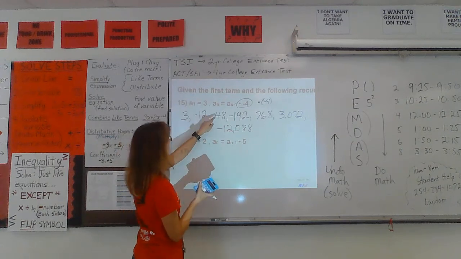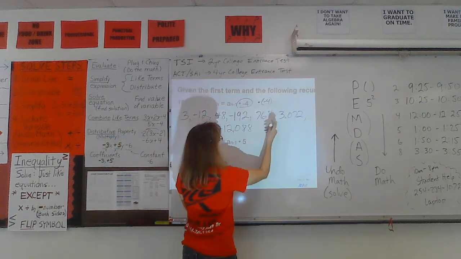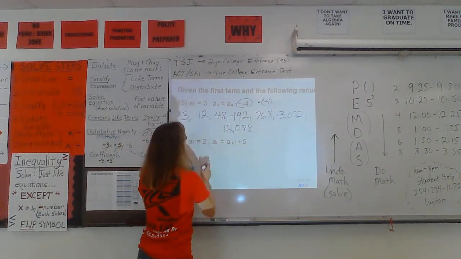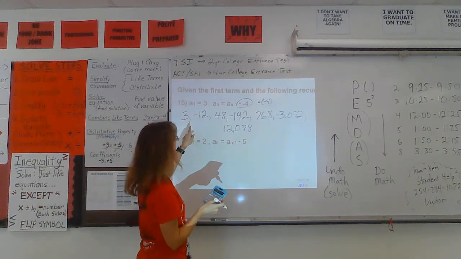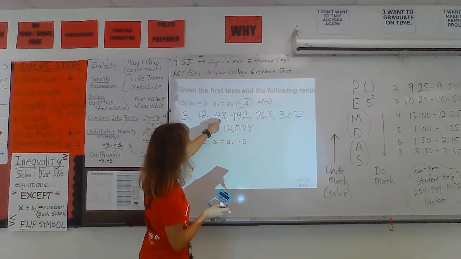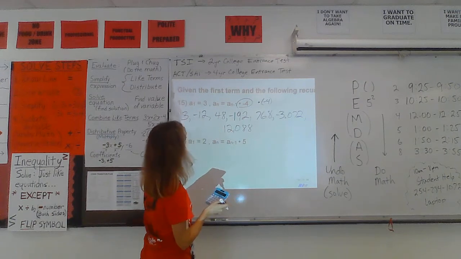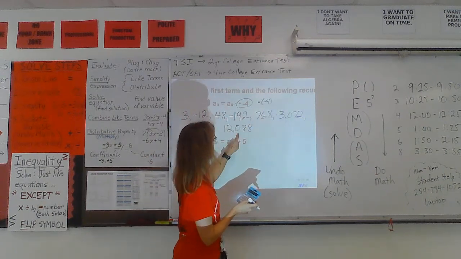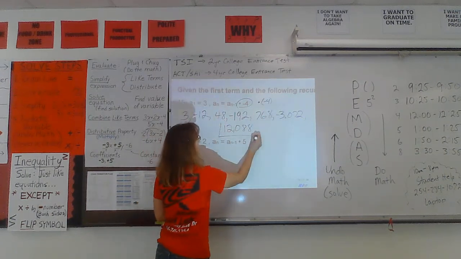So positive, negative, positive, negative, positive. Ooh, that one should have been negative, which means this one is my positive. So I'm kind of double checking my math here. So negative, positive, negative, positive, negative, and positive. 1, 2, 3, 4, 5, 6, and 7th number. So there is the 7th term in that.